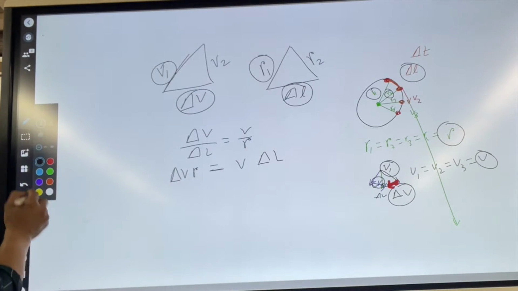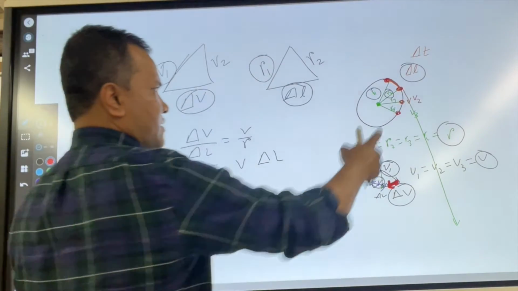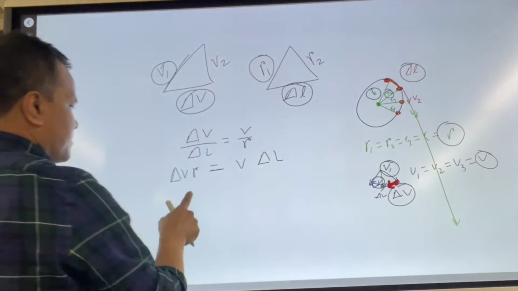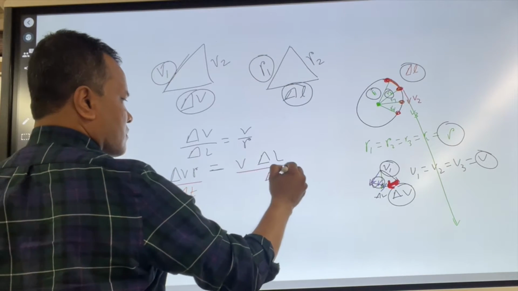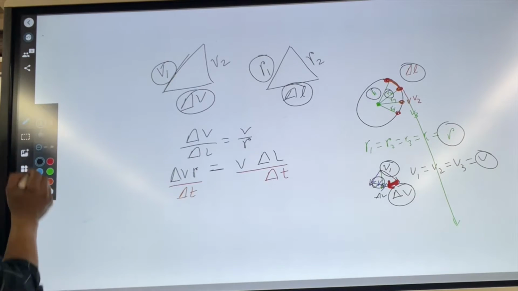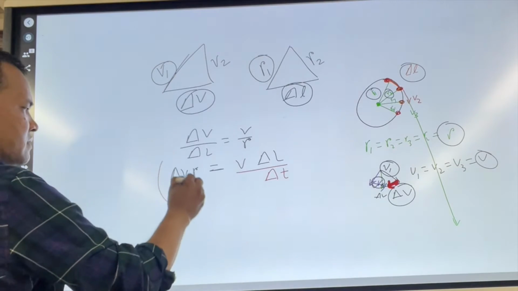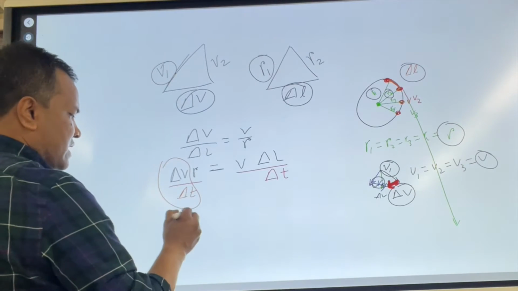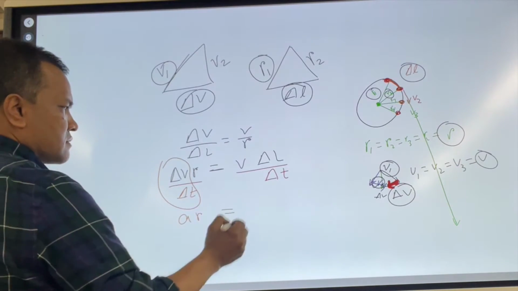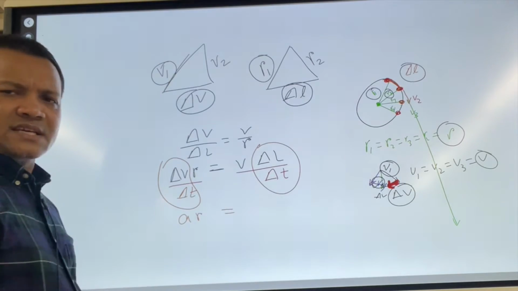Okay, so what do you see over here? You see the time over here. So you're going to divide both sides by time. If you do that, then you will notice something. Delta V over delta T is acceleration. So acceleration R. And delta L over delta T is the velocity.